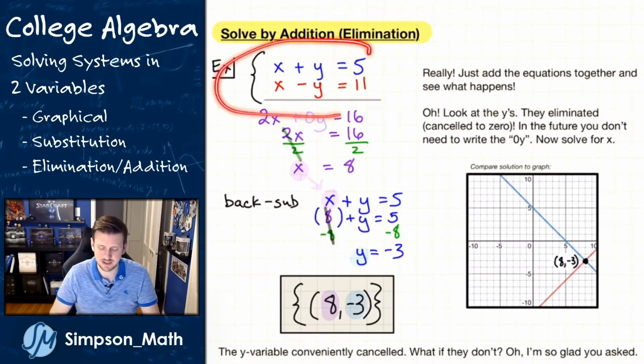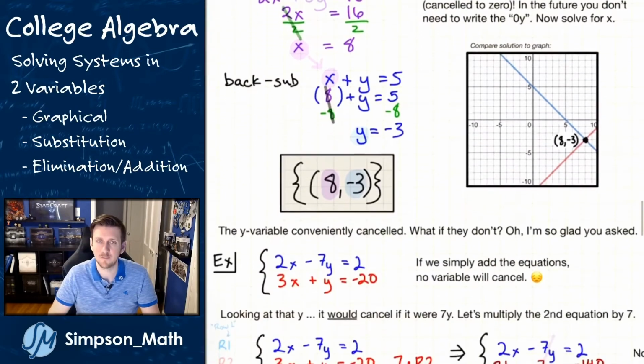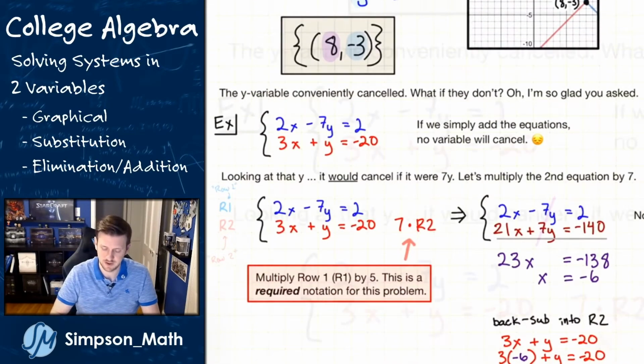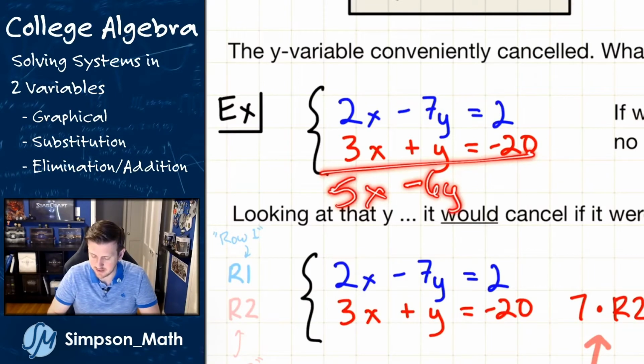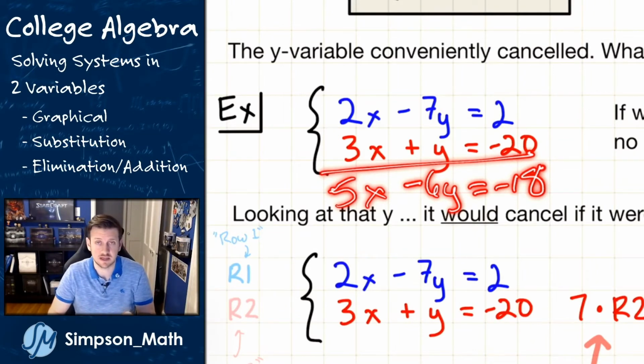But they're not all going to be set up so nice and pretty where you can just add and one of them disappears. So let's take a look at this next one. We have 2x minus 7y equals 2, and 3x plus y equals negative 20. What would happen if I just added them up like we did in the last one? Well, we get 5x minus 6y equals negative 18. Now, notice nothing eliminated, nothing canceled. We didn't do anything wrong. This actually is another equation that would produce a solution to our system.